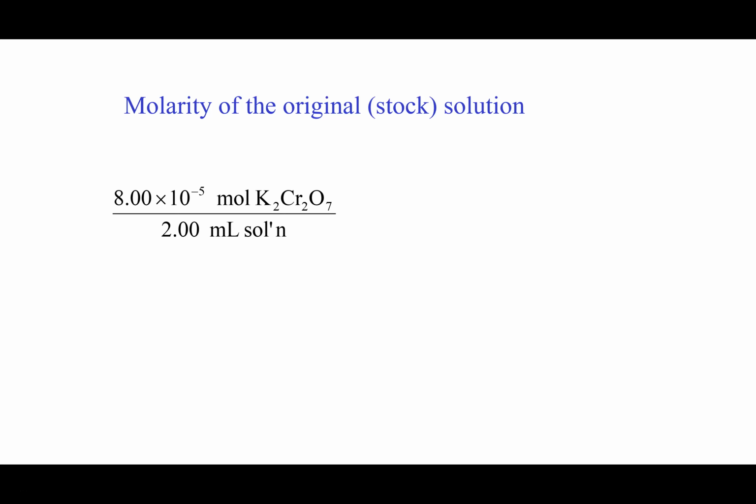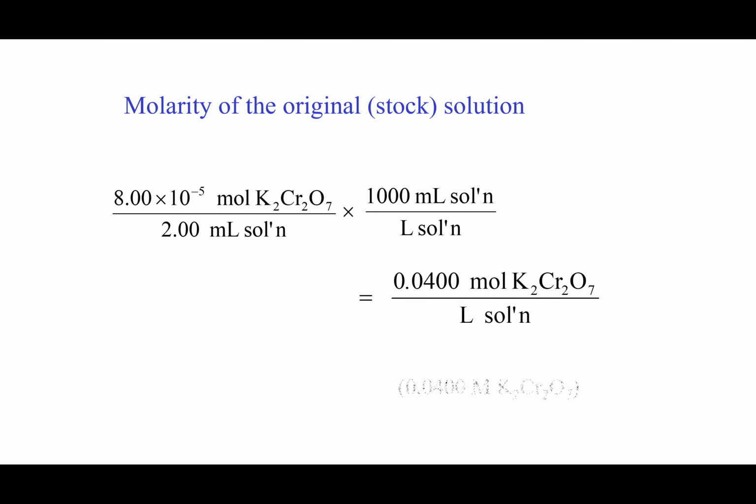So I need a term to get units of liters in the denominator. What does that look like? 1,000. Yep, 1,000 milliliters solution over 1 liter of solution. Perfect. 3 sig figs. And this is what I get. So notice to show 3 sig figs, I need 2 trailing zeros after the decimal. Okay, so many variations.